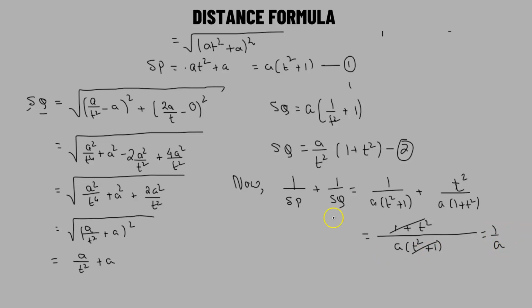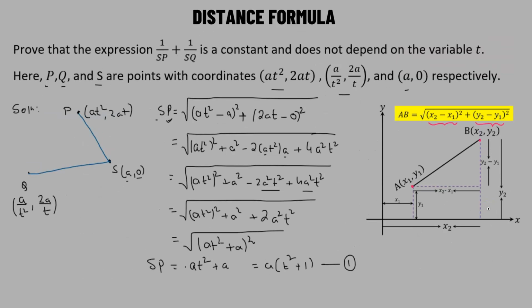Now clearly we see that this expression 1/SP + 1/SQ is giving us a value 1/a, and it does not have any parameter t. So that means it's independent of the variable t and it's simply a constant. So we have successfully proved the problem. Yes, the expression 1/SP + 1/SQ is a constant and it does not depend on the variable t here. Although it's not specified here, a is a constant, whereas t is not a constant, it's a variable.